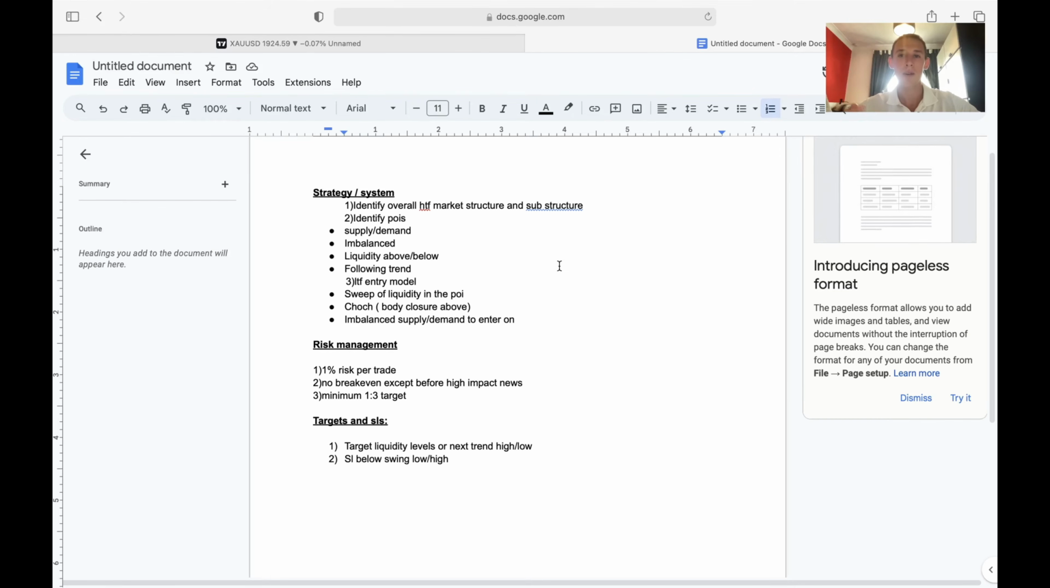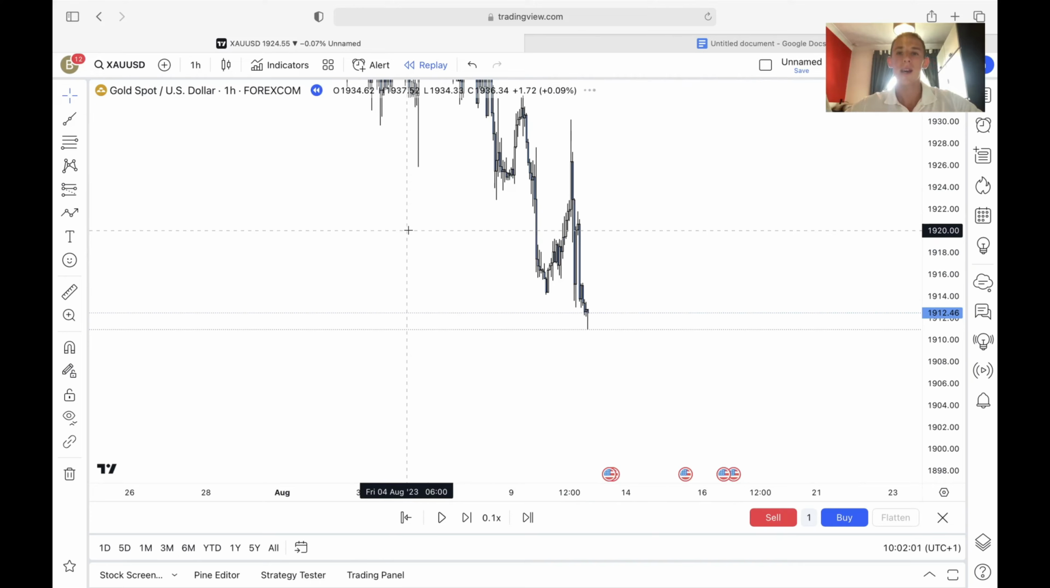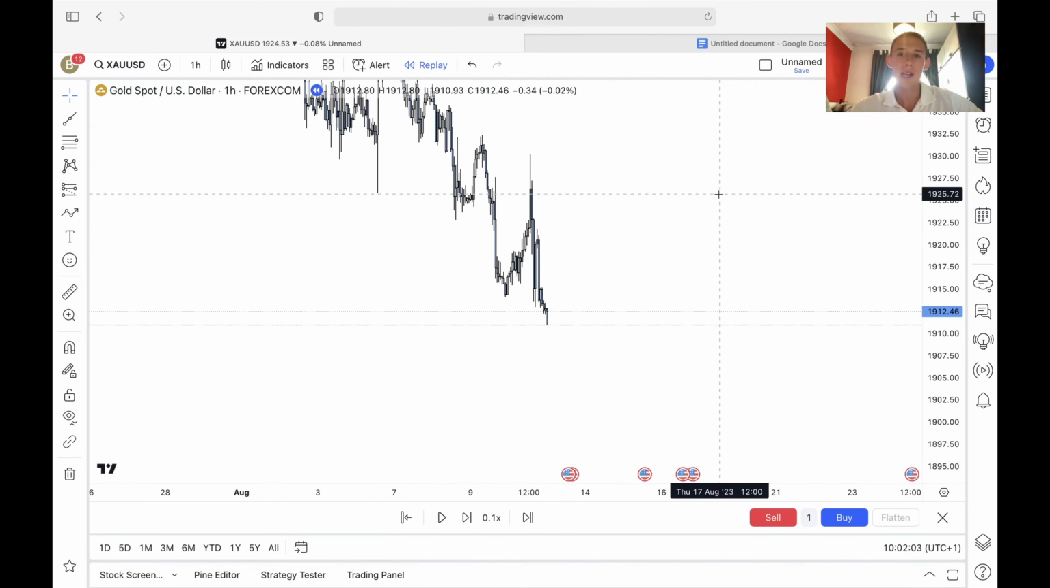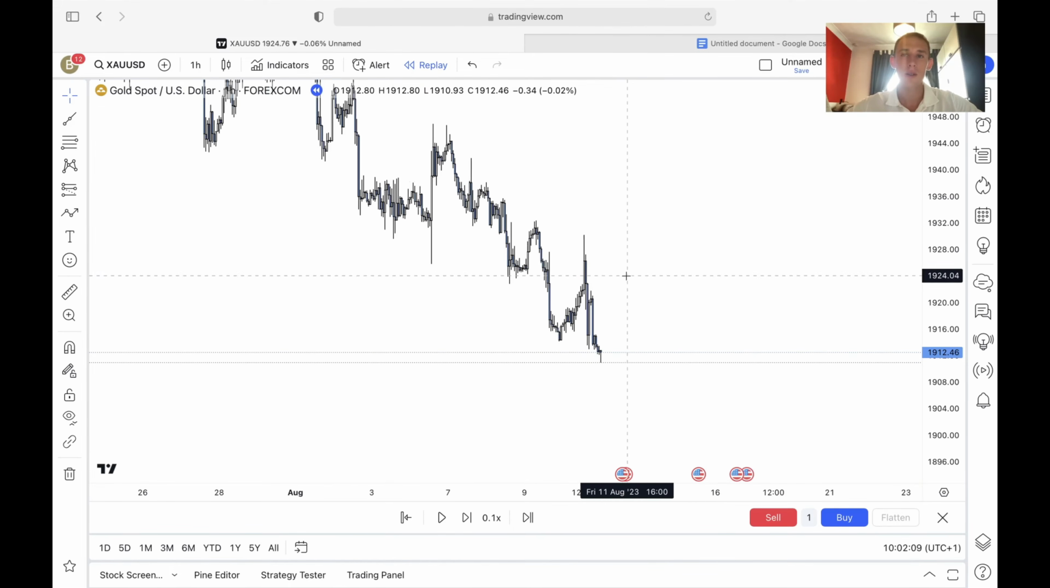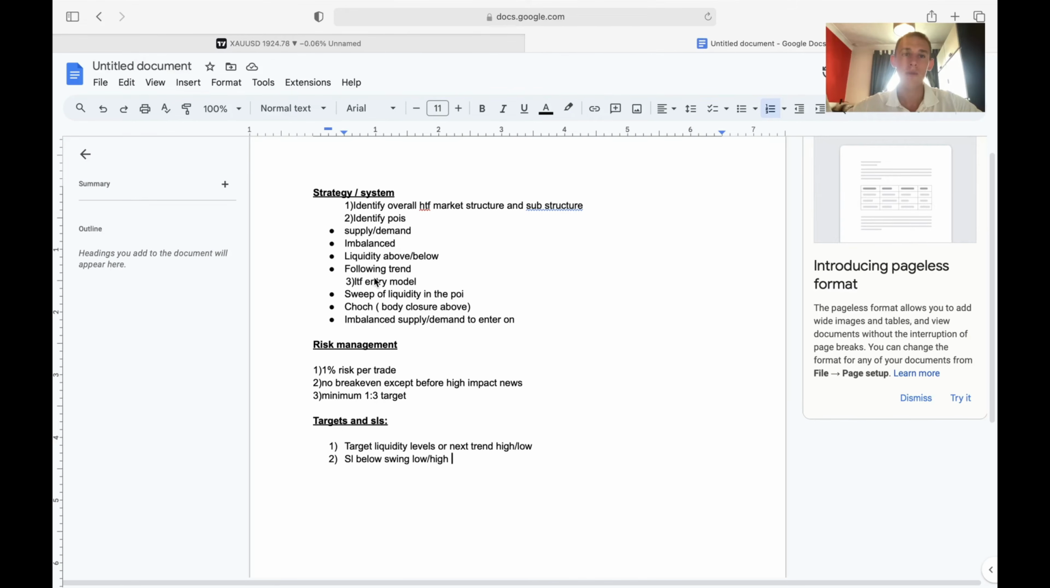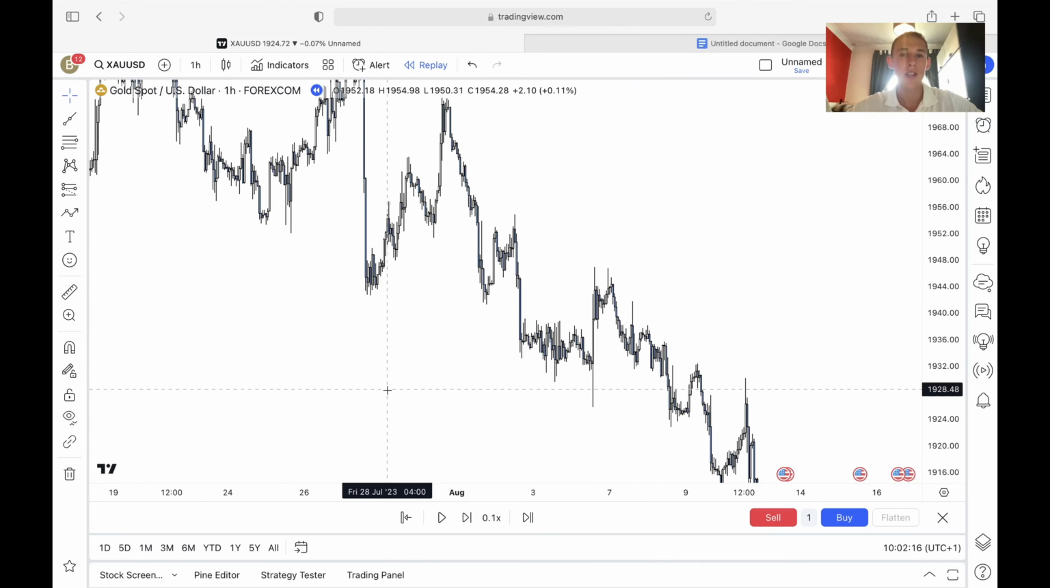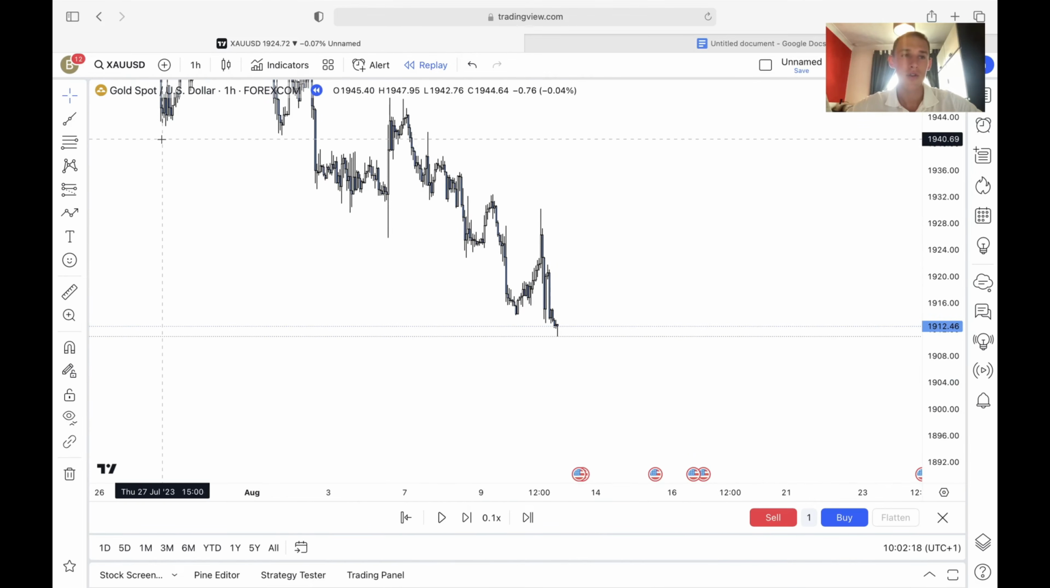If we now get into some examples, I will show you guys some of the best trades that I've taken on gold. Okay guys, so now I'm going to go through 2 examples of trades that I've taken on gold in the past using this exact strategy. So if we go back to the system, step 1, identify overall market structure and the substructure. In this case, we have a very clear bearish trend.